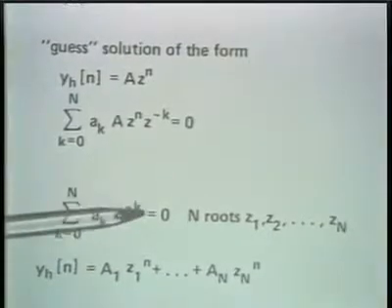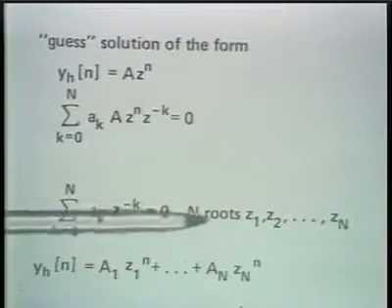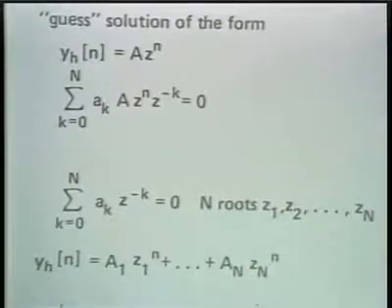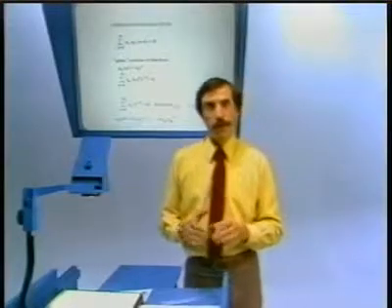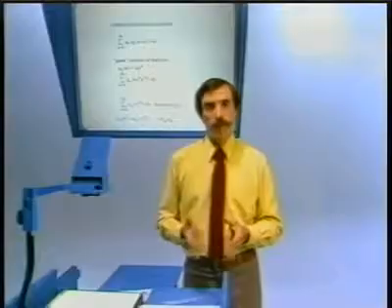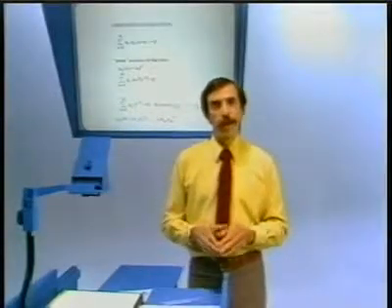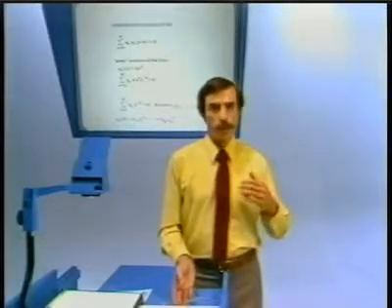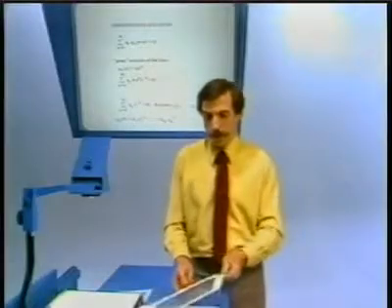And there are N roots, z1 through zN. And so finally, the form for the homogeneous solution is a linear combination of capital N exponentials, where capital N is the order of the equation. With each of those exponentials, the amplitude factor is undetermined and needs to be determined in some way through the imposition of appropriate initial conditions or boundary conditions.